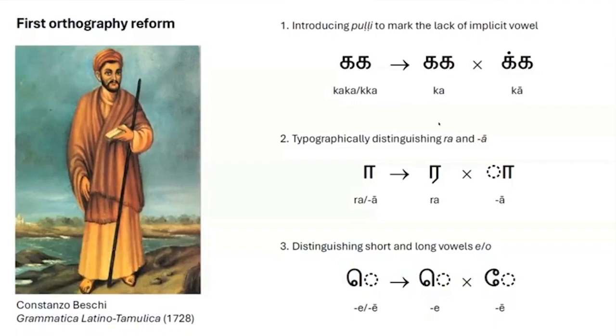So we get an Italian Jesuit who comes, Constanzo Beschi, and he wrote a grammar book of Tamil in Latin in 1728. He is perceived as the person who did the first orthography reform, and he's credited with three things. One is introducing the puli to distinguish the syllables that don't have the implicit vowel. The others are to resolve the ambiguities I mentioned, between the ra and the a, and between the long vowel and the short vowel.